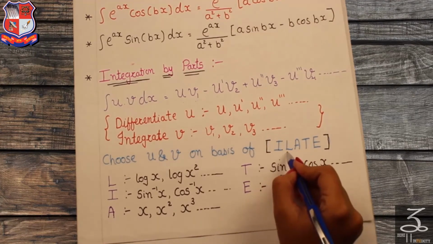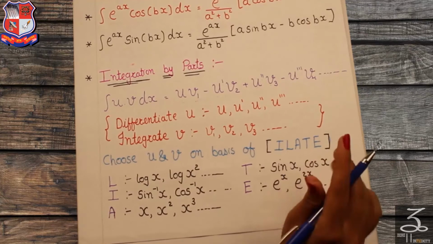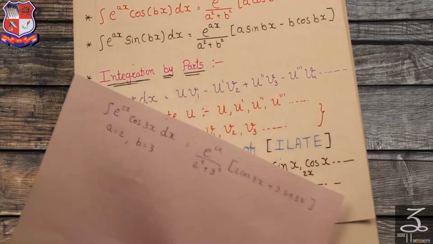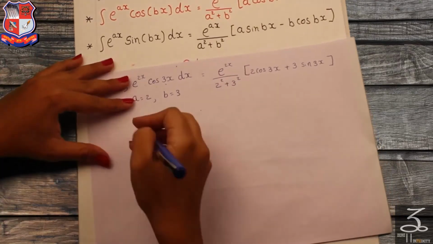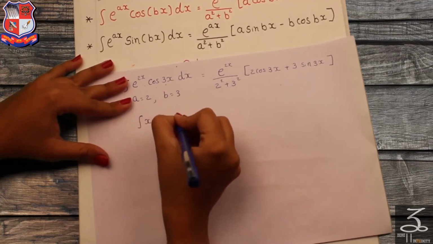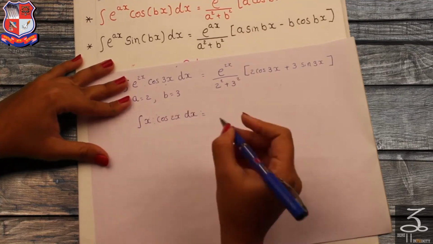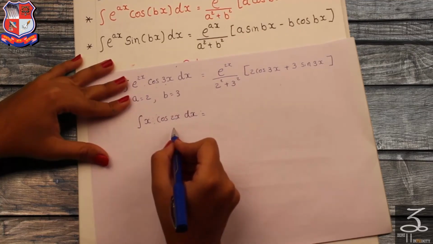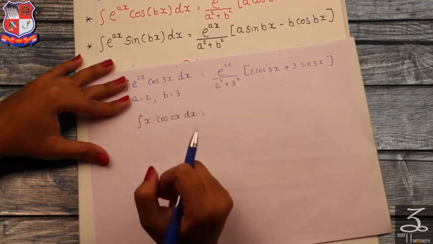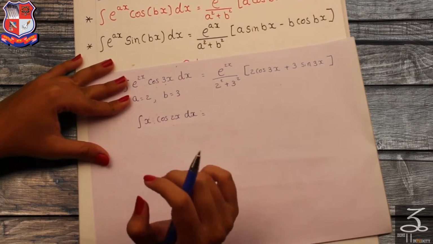According to this formula, suppose L comes first, then you are taking L as u, and the next term would be v. For example, taking an example, integration of x into cos 2x dx. Now we have to choose what is u and v. The multiplication of two functions is given, so obviously we would use integration by parts. So what is u and what is v?